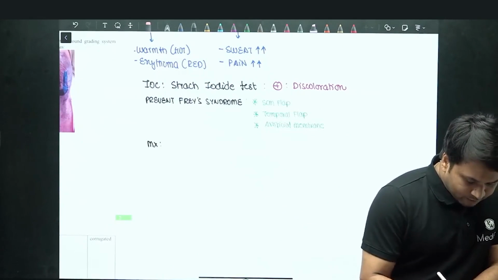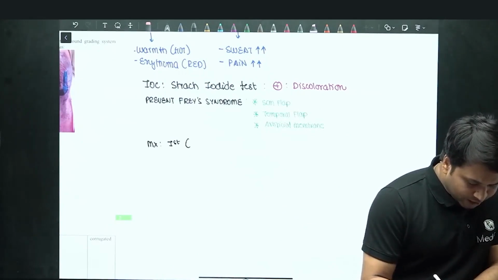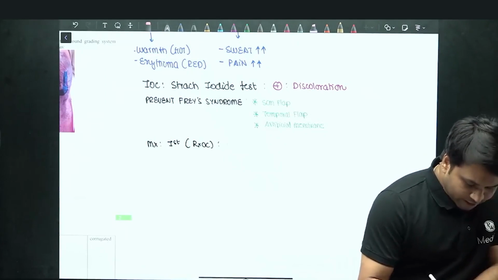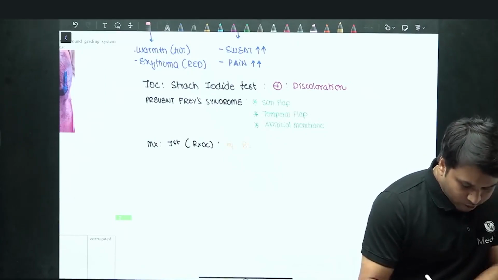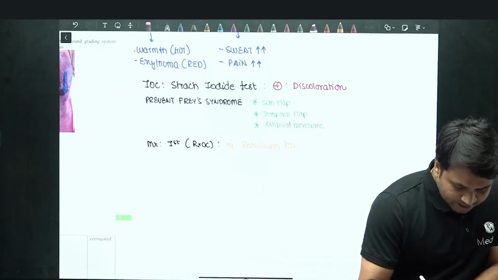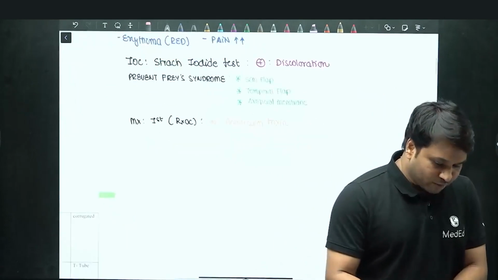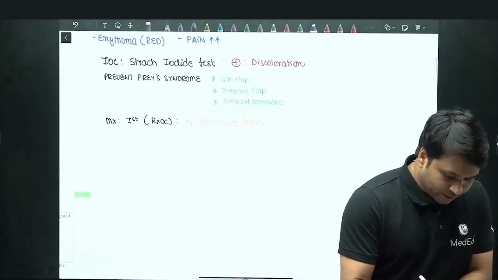Now, the first line management, which is also the treatment of choice, happens to be the injections of botulinum toxin. So where would you give the botulinum toxin? That's a very, very important component that you need to understand.